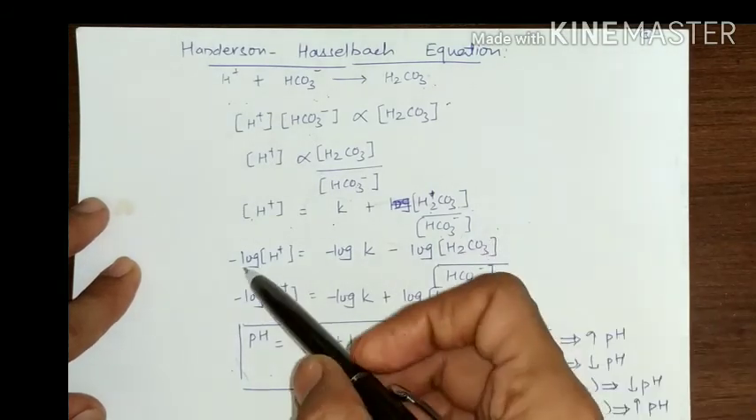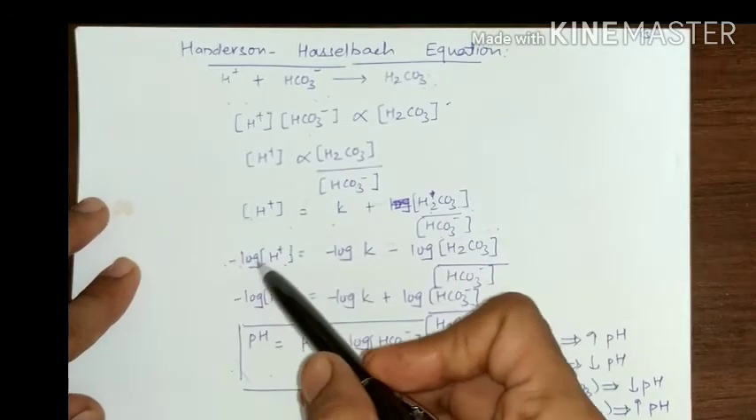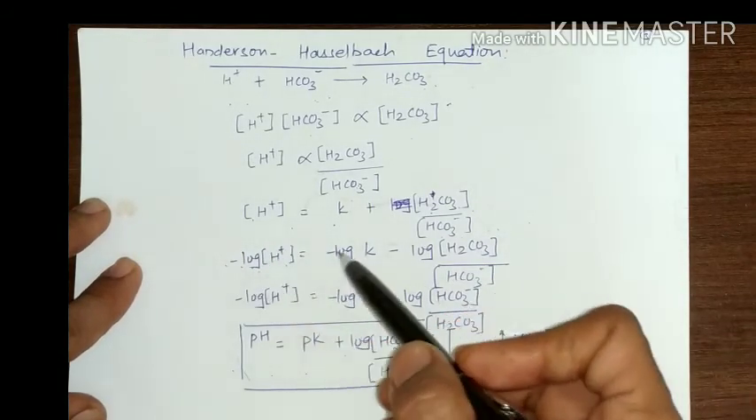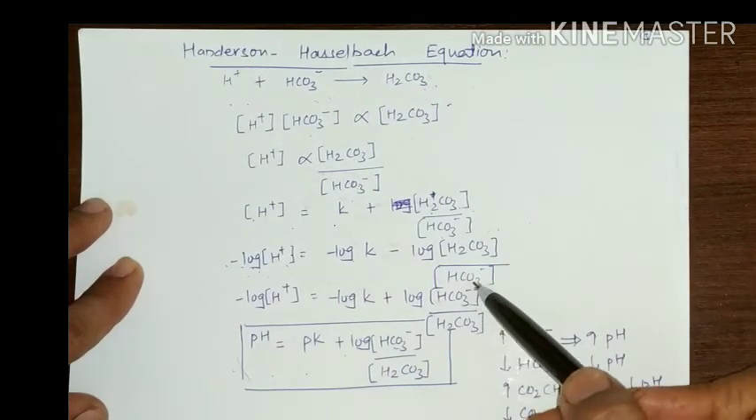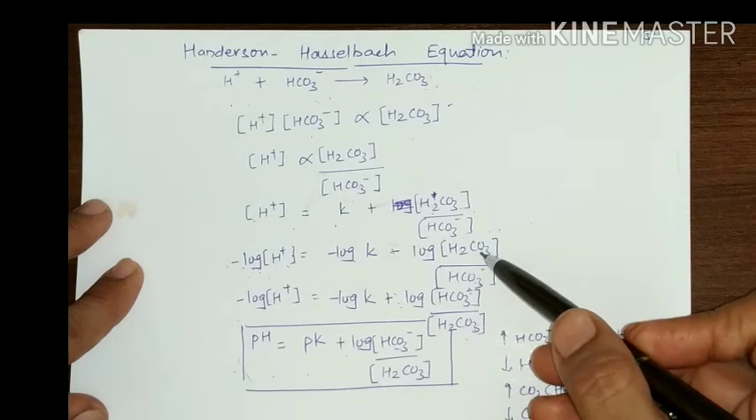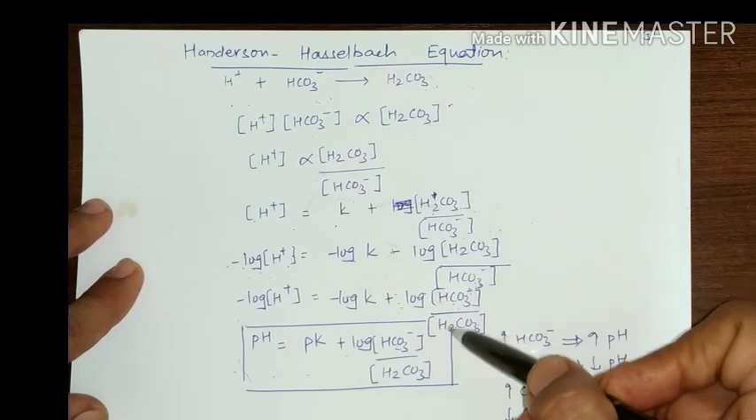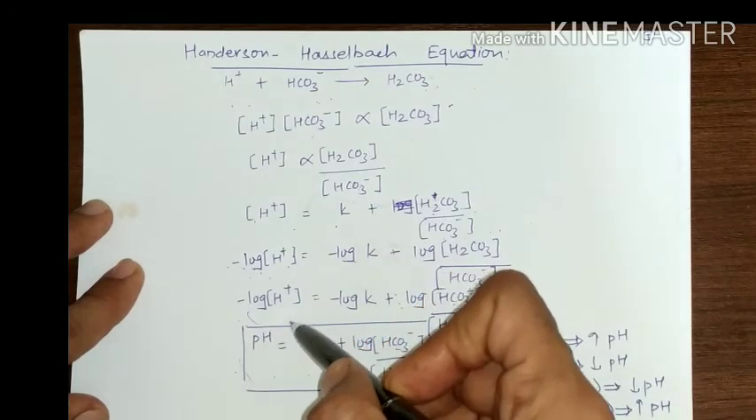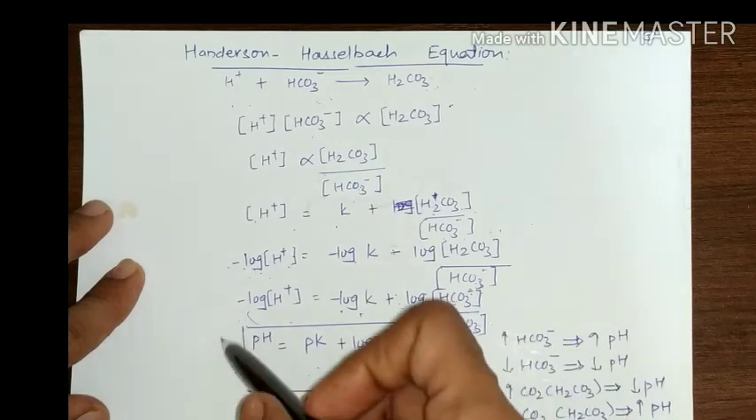Now, we add logarithm. So, log H plus ion concentration, when we are adding minus log, we are including minus log on both sides. So, minus log H plus concentration is equal to minus log K minus log H2CO3 divided by HCO3 minus. When we are changing the sign from minus to plus, we are changing the numerator and denominator. So our equation becomes logarithm of HCO3 minus ion concentration divided by H2CO3. Now here, minus log H plus ion concentration is equal to pH and minus log K is equal to pK. So the equation has come.